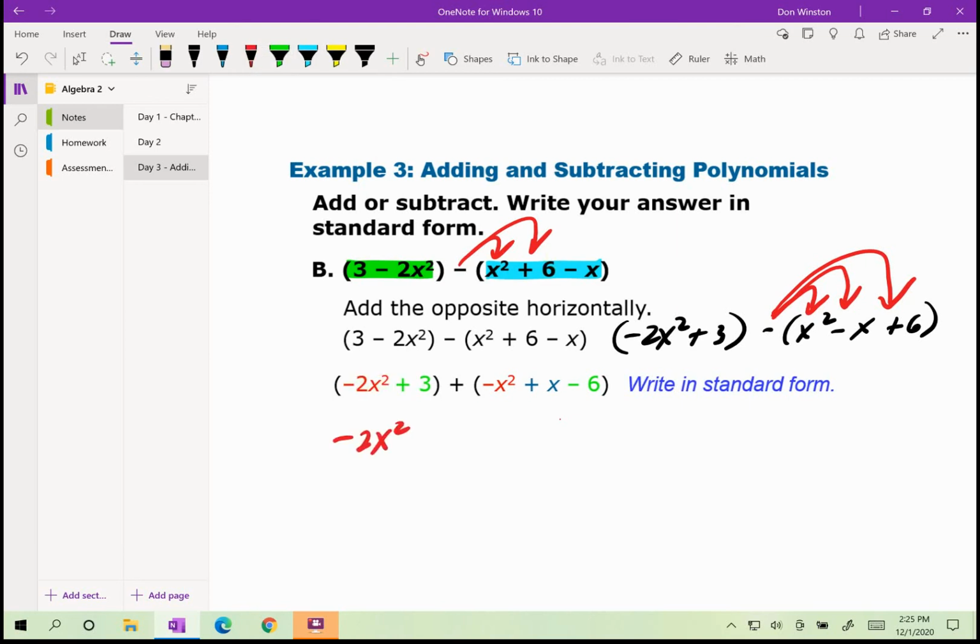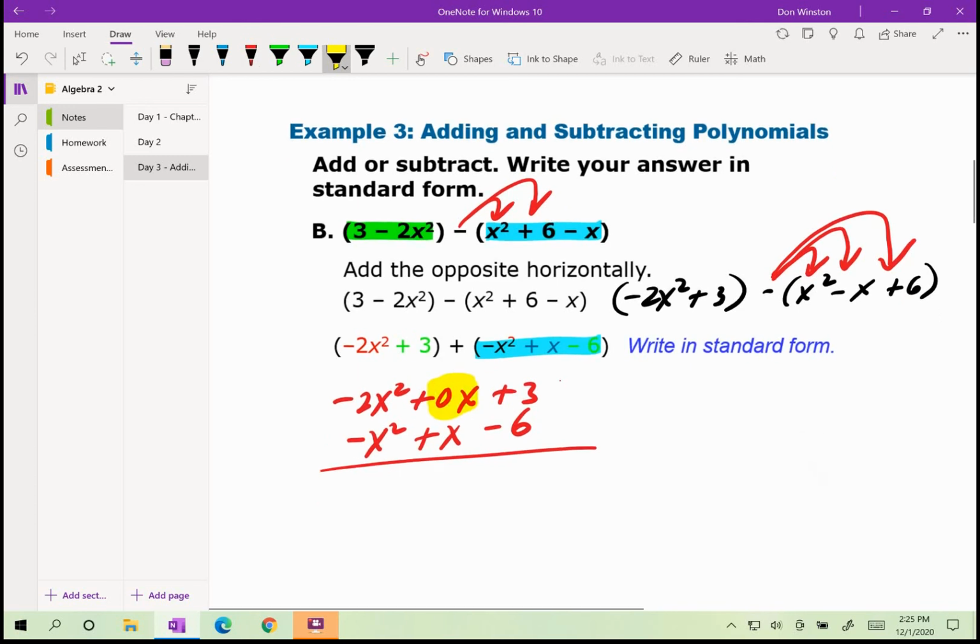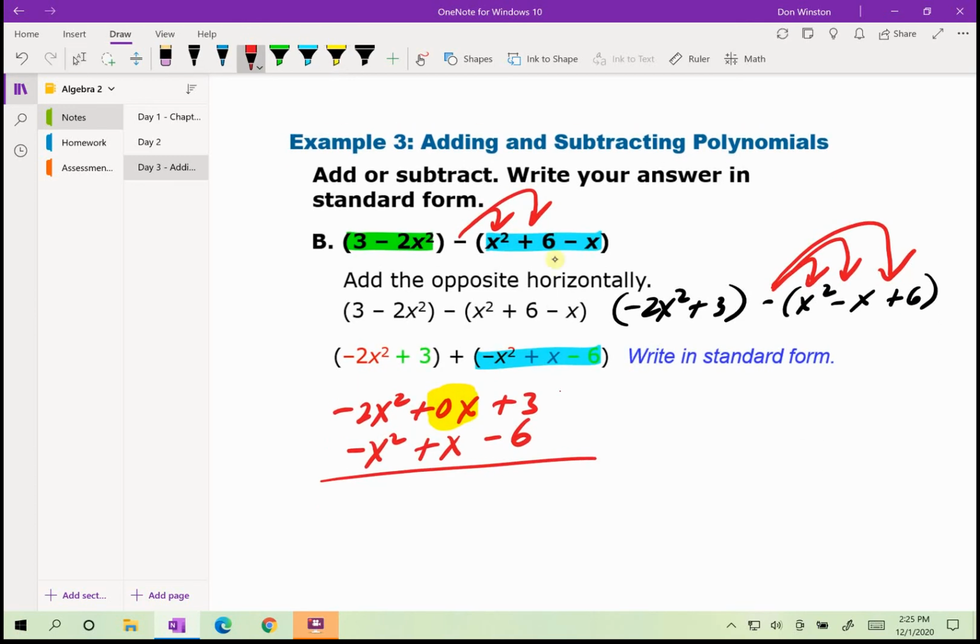Ooh. And then, but I'm missing my x, but I'll just use 0x there. And then plus 3. And then for this polynomial here, I just have a minus x squared, and then plus x, and minus 6, and I'll just add. So again, key point, always include every term you have. If you have to use 0, please do so. And so this will give me minus 3x squared plus x minus 3.